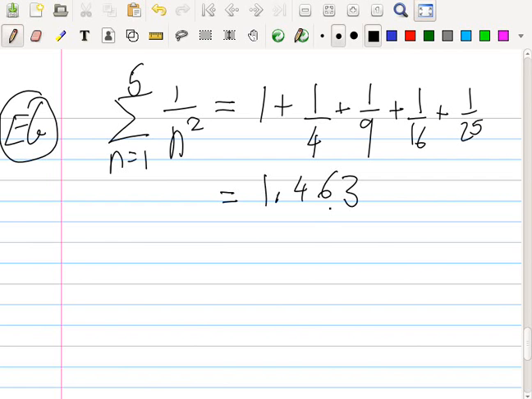1.463. Does your calculator offer the answer as a fraction? No, it doesn't. Okay.